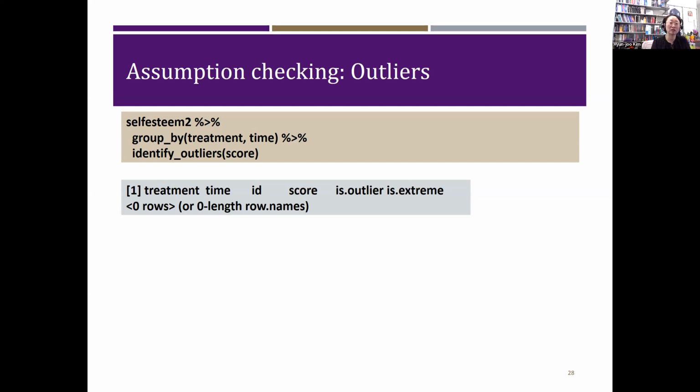Outliers, so it's assumption checking. Outliers can be found by using the identify_outliers function in the rstatix package, just like before. As we can see from the results in the next gray box, it says 0 rows of results, which means there are no outliers detected.